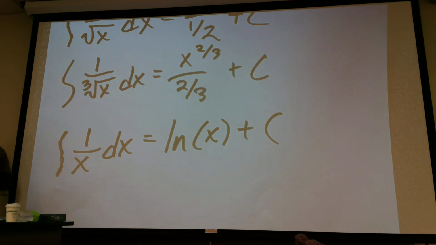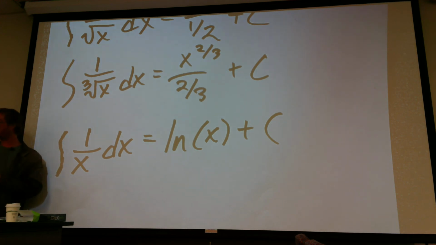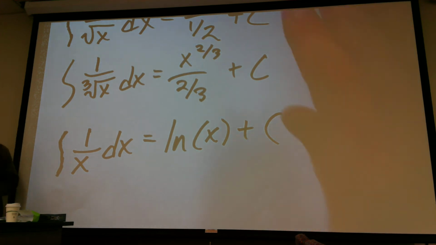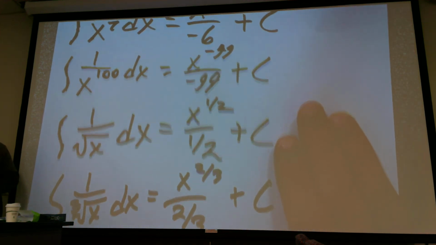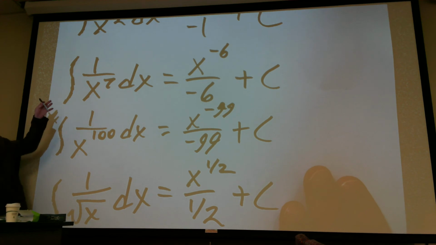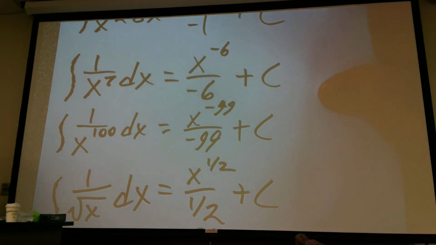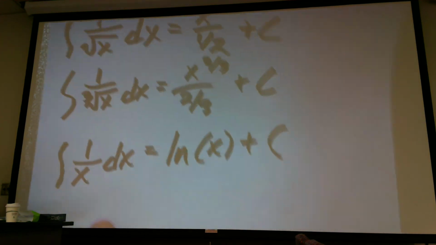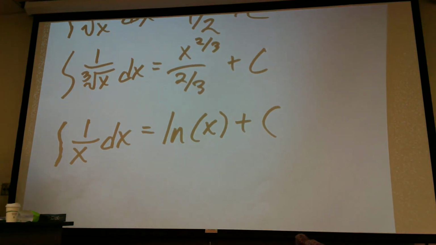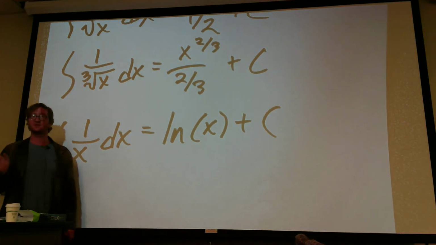And I've seen over the years many students who see these fractional powers and try to write them as natural log. No. The only time you get natural log is if it's just 1/x, or x to the negative 1 power.